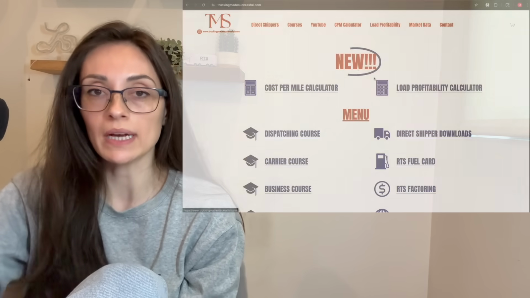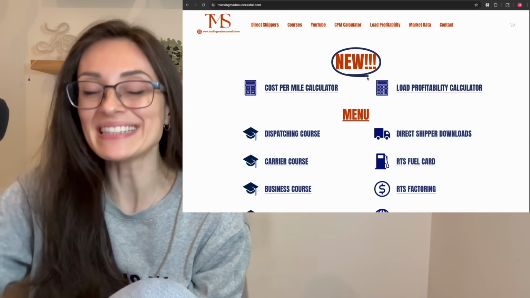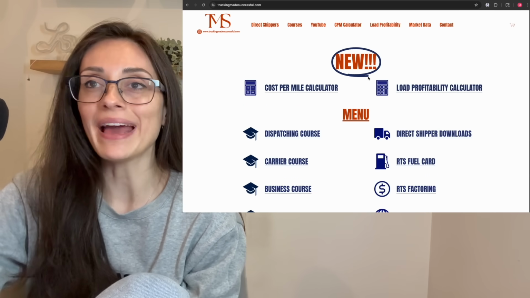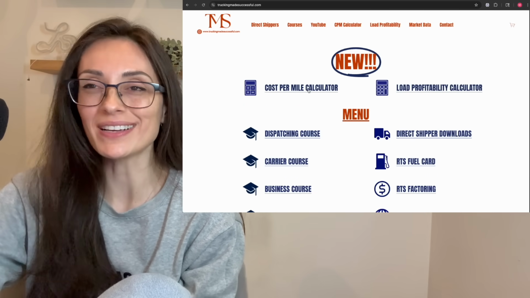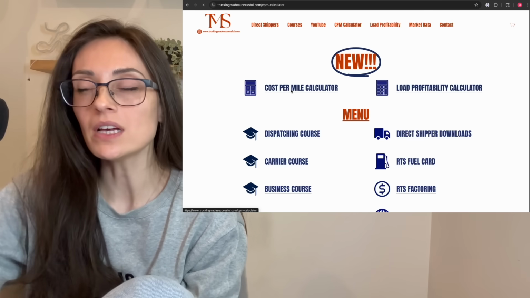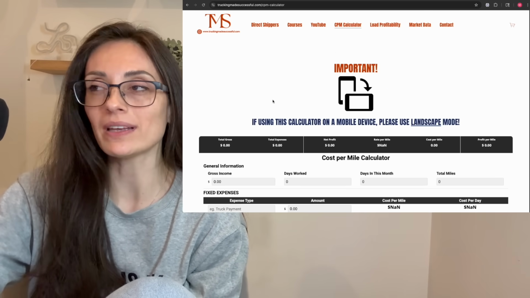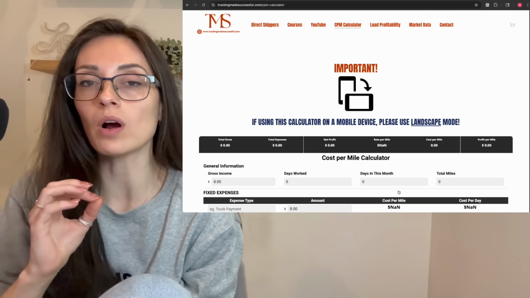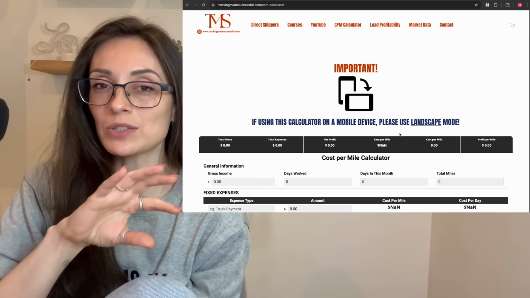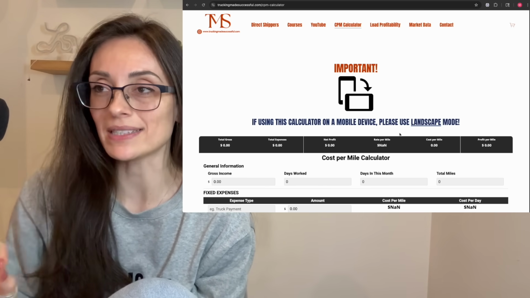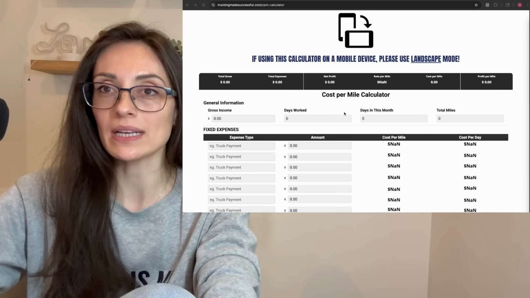All right, so I'm gonna move over here so you can see everything. The first thing you wanna do is go to the website www.truckingmadesuccessful.com and then click on the new cost per mile calculator. Before you even start, the one thing you have to be aware of is if you are on a mobile device, please turn your mobile device to landscape mode. All right, let's start entering some things in.